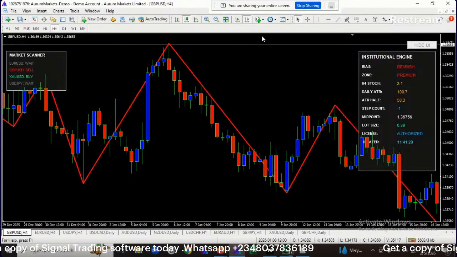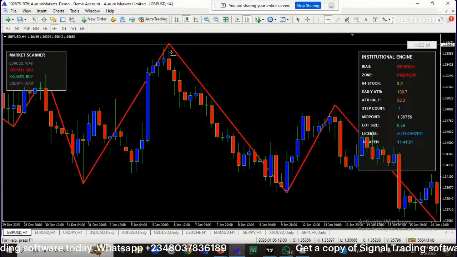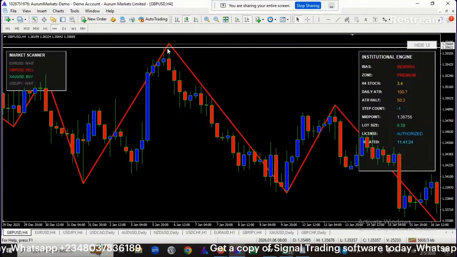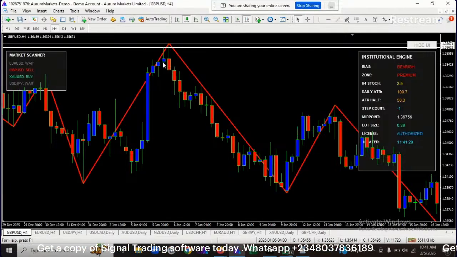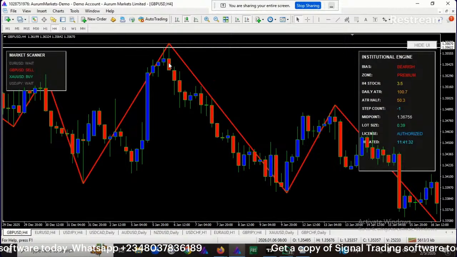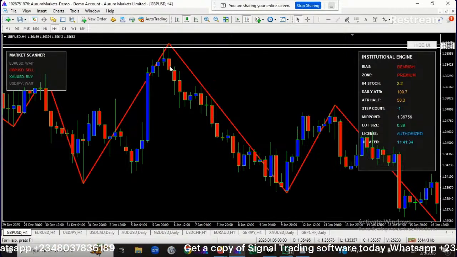You can see what they did here. They intentionally swept the liquidity residing at this high. It was intentional because after this bullish pattern, this bullish shooting star, most retail traders will not patiently wait for the next candle to close. Most retail traders will not wait.